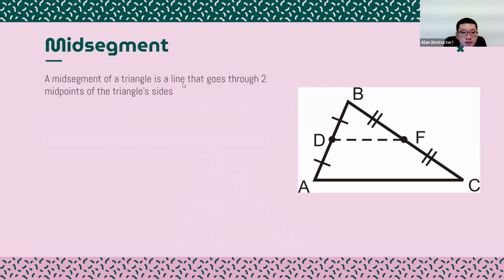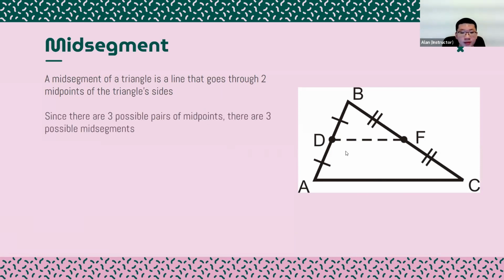A midsegment of a triangle is a line that goes through two midpoints of the triangle's sides. On the picture to the right, you can see an example of one of the midsegments. There are actually three possible midsegments, since there are three possible pairs of midpoints. For example, the midsegment you see here is from the midpoint of AB and the midpoint of BC. You can also make another one with the midpoint of AC and the midpoint of AB, and finally another one with the midpoint of BC and the midpoint of AC.